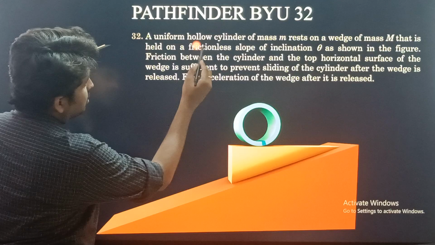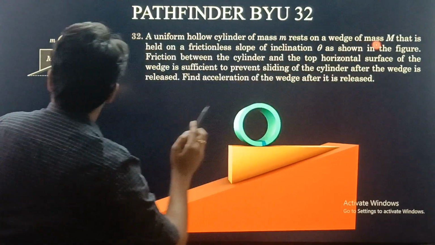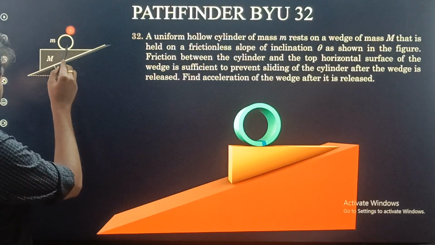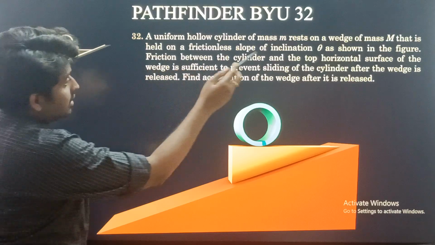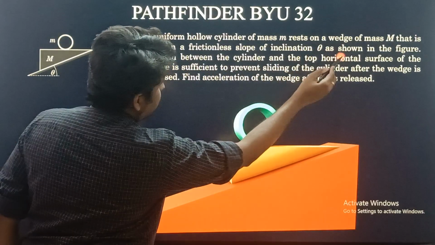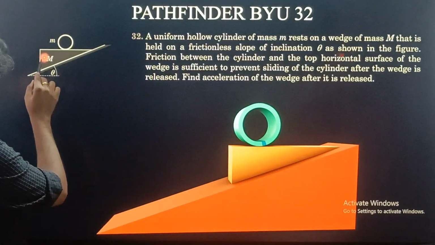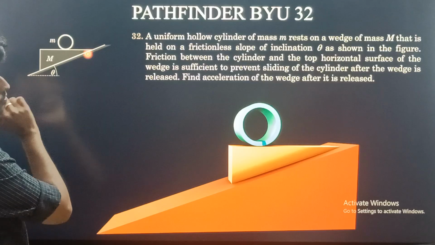A uniform hollow cylinder of mass m rests on a wedge of mass capital M. So this is a hollow cylinder, it rests on a wedge of mass capital M. This wedge is held on a frictionless slope of inclination theta as shown in the figure. So this wedge is held on this slope. This is a frictionless slope.